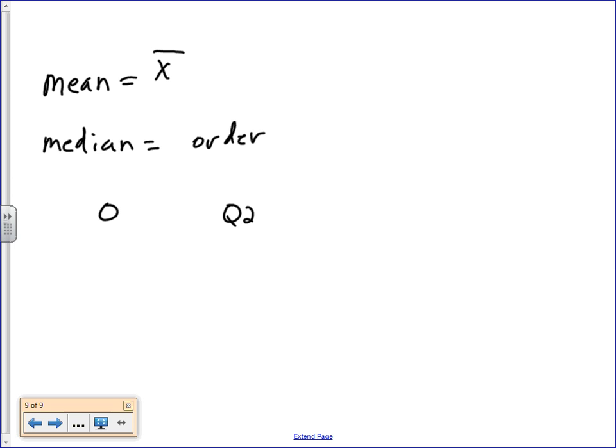The lower quartile is Q1. All the lower quartile is, is the median of the middle number and the lowest number, the minimum. So that's Q1, the lower quartile. Q3 is called the upper quartile.